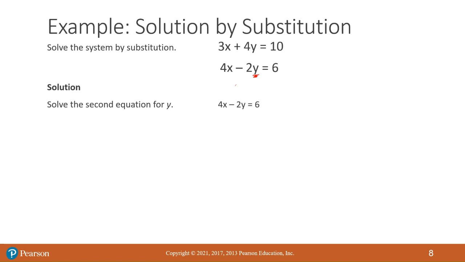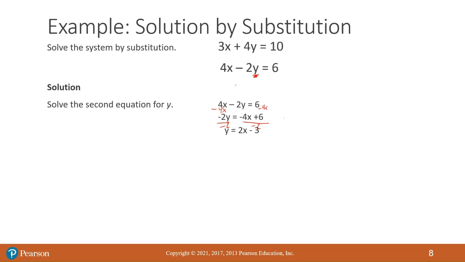So we will solve the second equation for y. We've got 4x minus 2y equals 6. The first thing we're going to do is subtract 4x over to the other side. So you see we have negative 2y equals negative 4x plus 6. We will then divide by negative 2 on both sides, and we will get y equals 2x minus 3. That's a nice, neat solution to substitute.